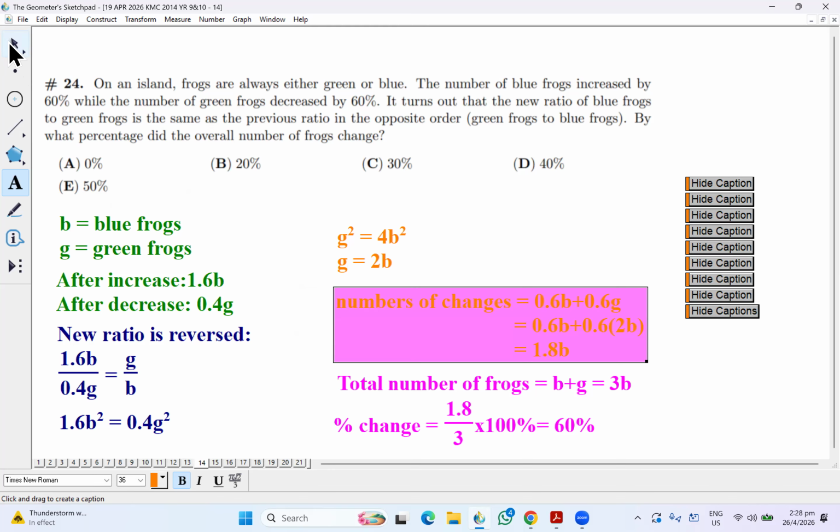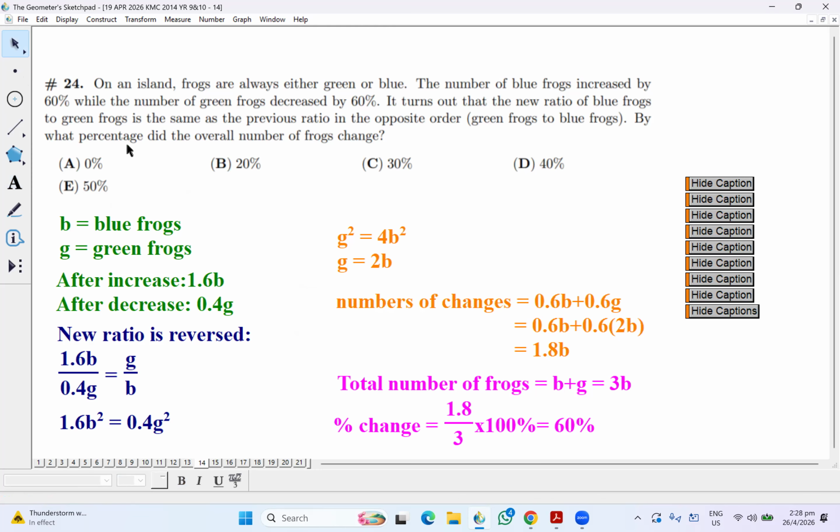You have to understand the change. What percentage did the overall number of frog change? Overall number of frog change. 60 change, decrease 60.